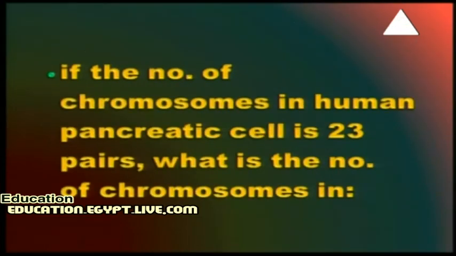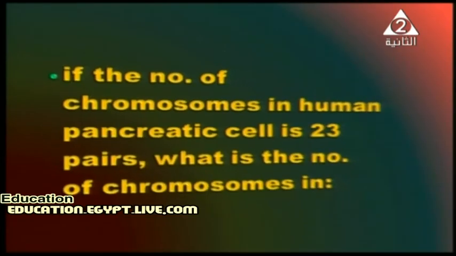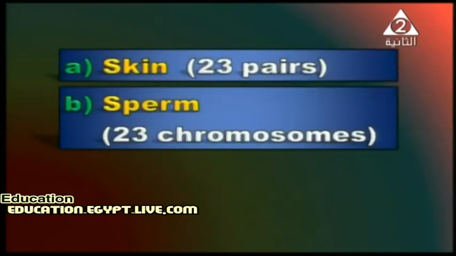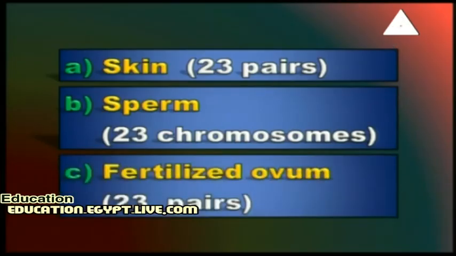If the number of chromosomes in a human pancreatic cell is 23 pairs, what is the number of chromosomes in a skin cell? It has 23 pairs because it is a somatic cell, 2n. The sperm will have 23 chromosomes because it is n. The fertilized ovum, or the zygote, has 23 pairs because it has the complete number of chromosomes as the somatic cell has.